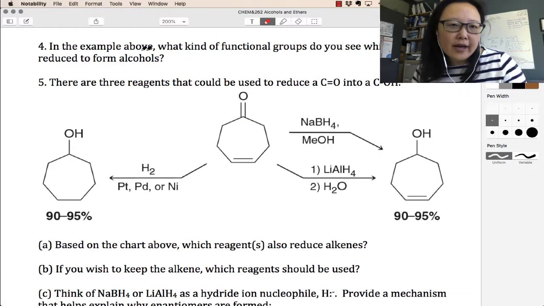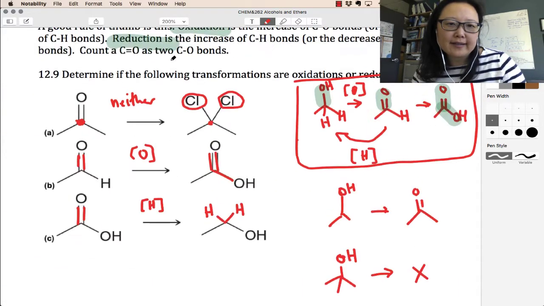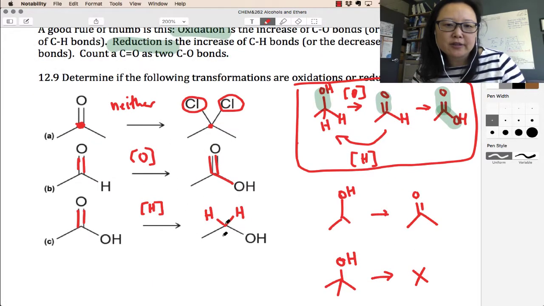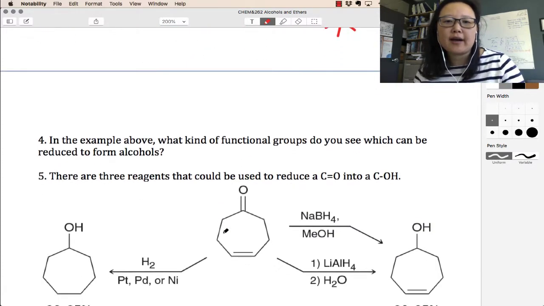So when you go to an alcohol, notice that this reaction goes to an alcohol. We started with something more oxidized. So you can reduce things that are more oxidized.